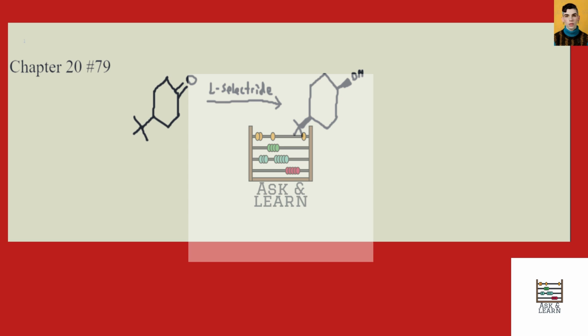So let me actually just draw it. It's going to look like this, basically. So we have a lithium ion, and then we have a central boron ion that's going to have a negative charge on it. And then we have 1 hydrogen and 3 sec-butyl groups.